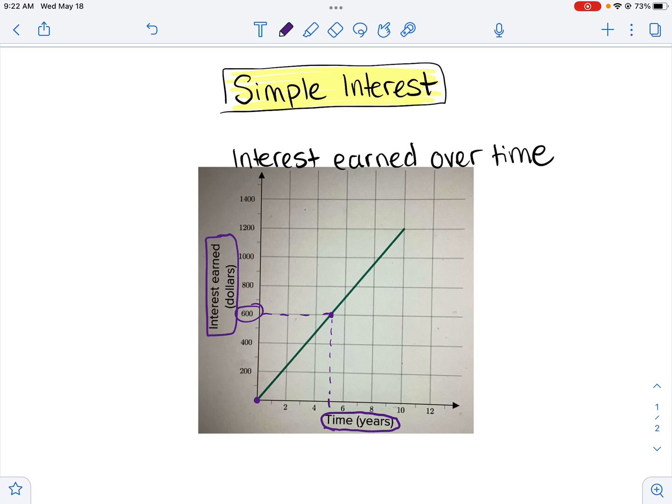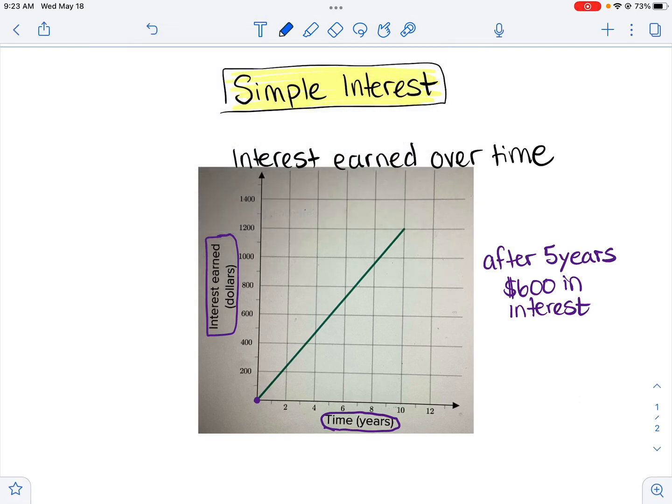So we should be able to understand graphs with interest and be able to answer questions. So we just learned that after 5 years, this person has earned $600 in interest. So that's good. Okay, maybe we want to find the slope of the line, because we do that in grade 9 a lot. So let's find the slope of this line.